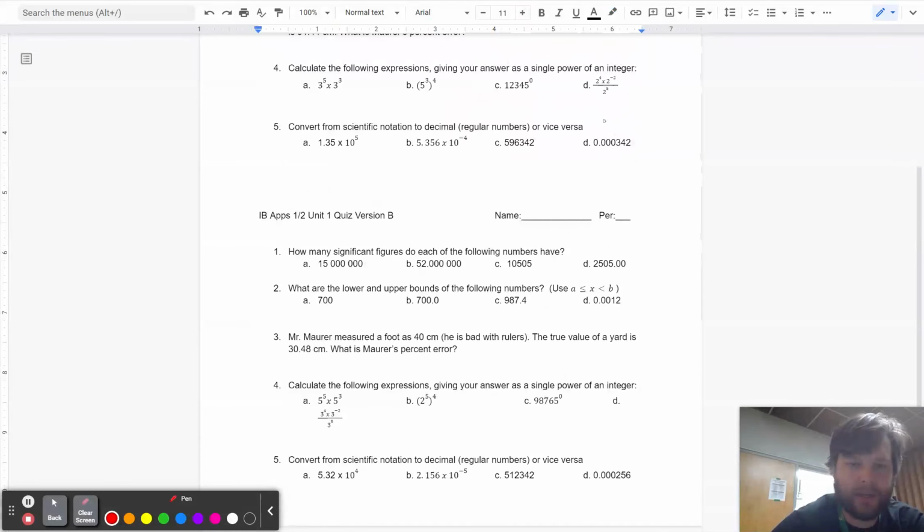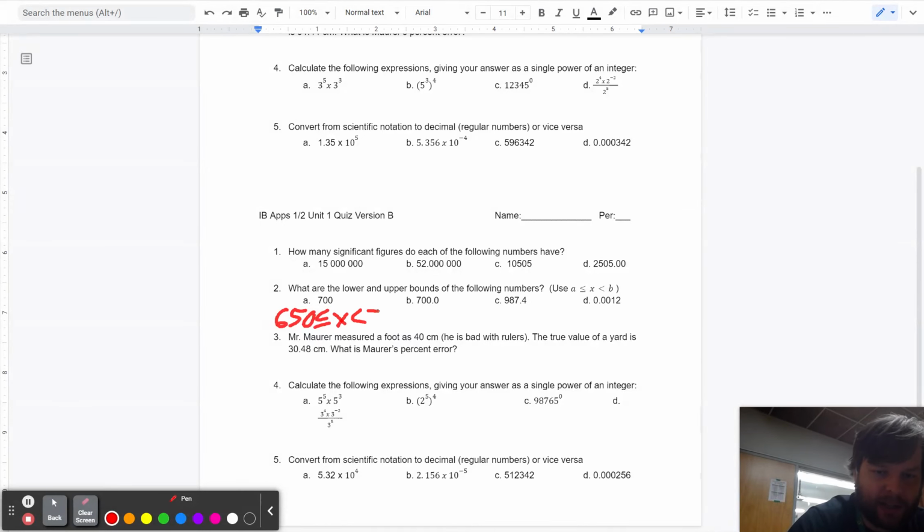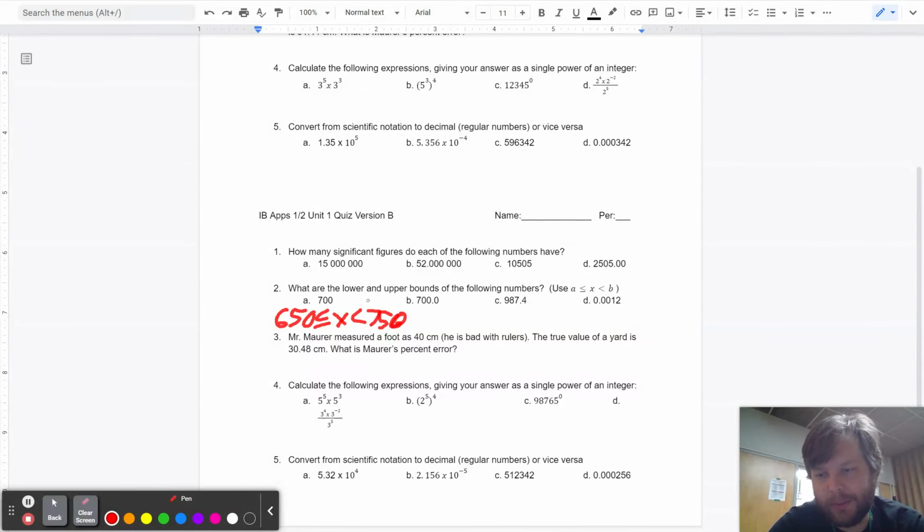I'm going to go down and do question 2 from version B. All right, a lot of people missed part A here. The upper and lower bounds are 650 less than or equal to x less than 750. Why? Because I only had one significant figure. The number 700 has one significant figure, so I'm rounding it to numbers that have two significant figures. The 700 means I could only measure to the closest 100. So anything in between 650 and 750 would get rounded to 700.